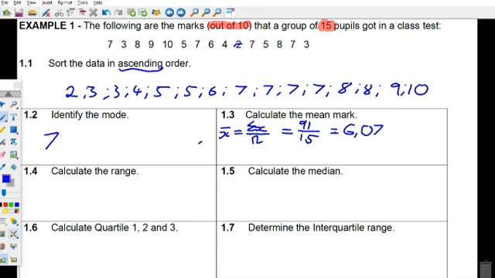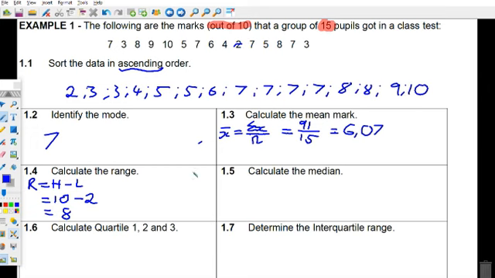Now calculate the range. My range is my highest minus my lowest. My highest was 10 and my lowest was 2. So my range is 8. Done.